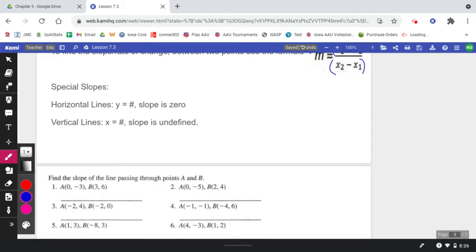We have 2 special lines. If you have a horizontal line, which is the y equals a number equation, the slope is 0. And if you have a vertical line where it's x equals a number, the slope is undefined. Because if you are going between this point to this point, let's say you go up 2, but you don't go over any, and you can't divide by 0. If you try, you'll get an error in your calculator, and so that's why we call it undefined.